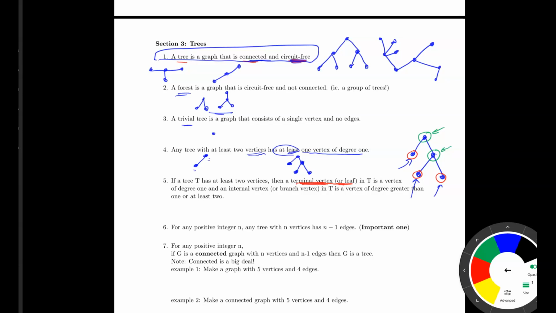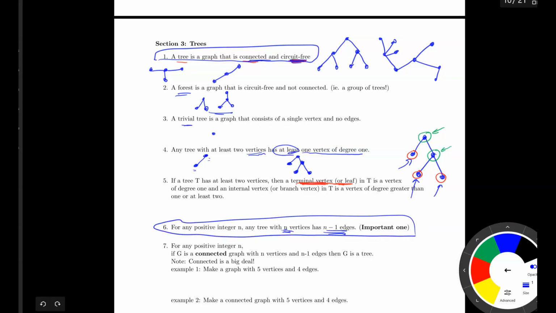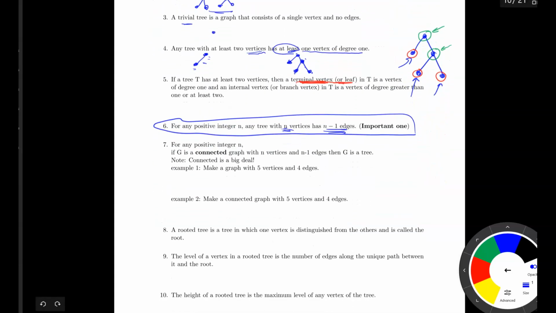Okay, so that's that. For any positive integer n, any tree with n vertices has n minus 1 edges. Oh, big one. Big important one. So if I have 2 vertices, I have 1 edge. If I have 1, 2, 3, 4, 5 vertices, I have 1, 2, 3, 4 edges. Makes sense, right? Okay, so you can see it.